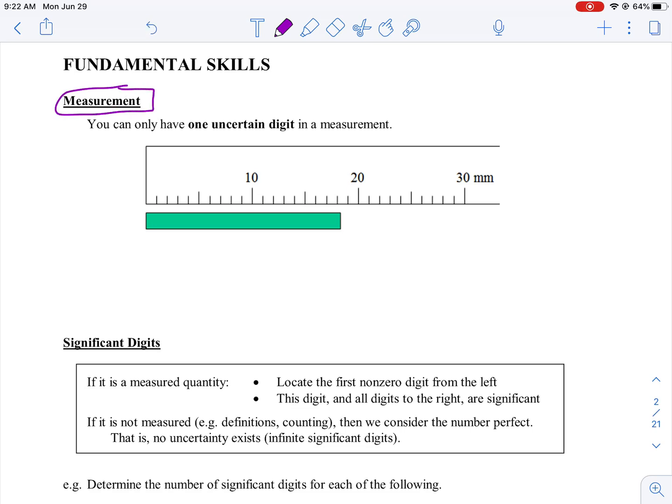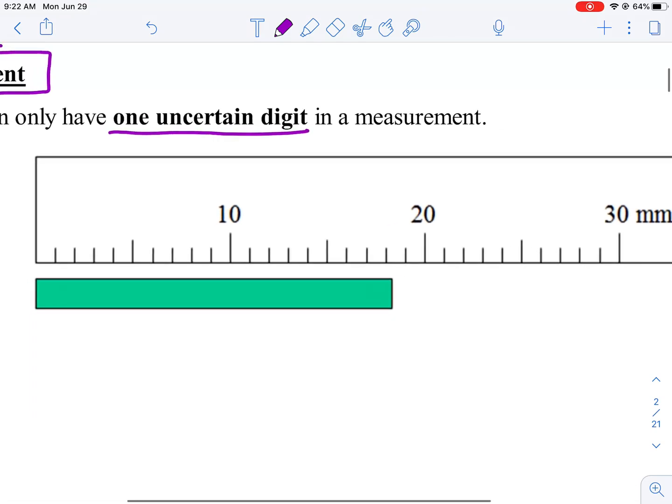Like how to make a measurement, for example, with a ruler. Now there's a rule that we actually use for how many digits you're allowed to show. And the key thing you need to keep in mind is you're only allowed to have one uncertain digit in your measurement. One digit you're not quite sure of. Let me illustrate with the diagram below. I'm just going to make it a little bit bigger so you guys can really see this.